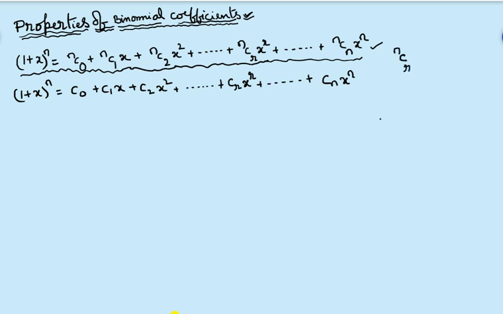We know that nCr can be written as Cr. That's why the same expansion we can write in short form as (1 + x)^n = C0 + C1 x + C2 x² + and so on + Cr x^r + and so on + Cn x^n.